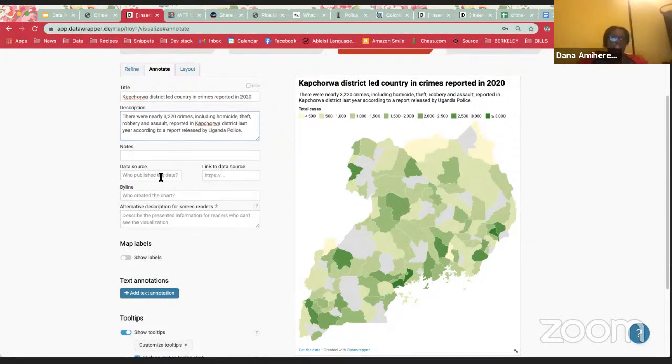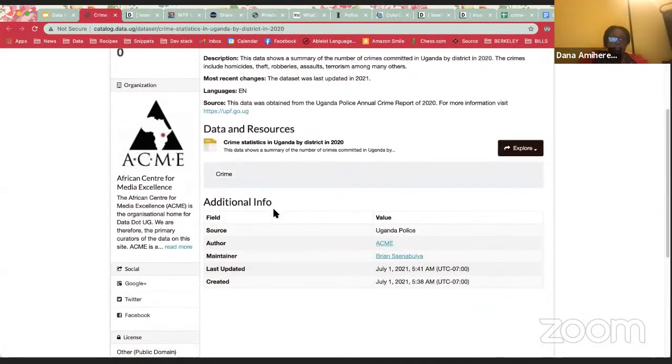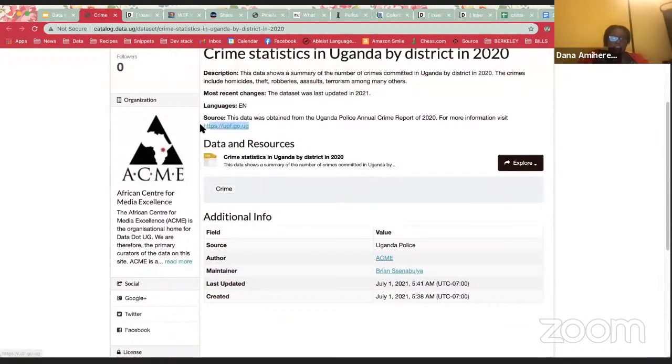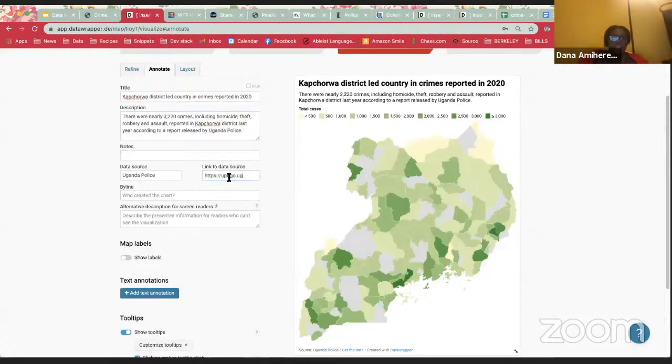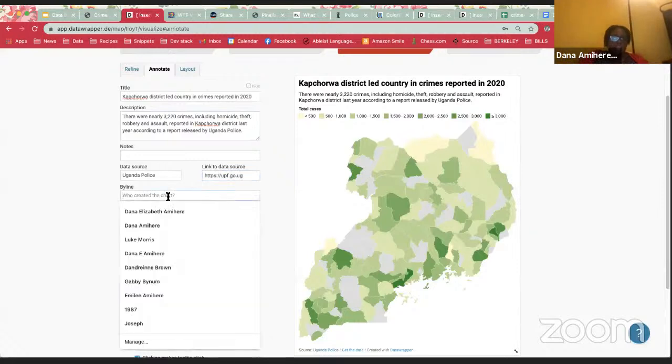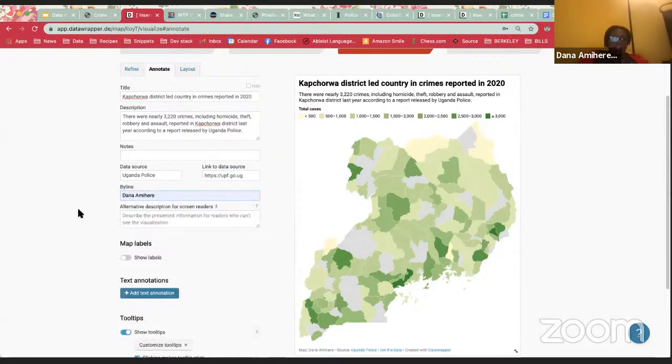Okay, so who published the data? That would be Uganda police. And this all comes up later when you publish the data. And I'm going to take the URL where the report actually lives, so that if somebody wanted to go and see the data source, they could. And then who created the chart, that would be your name.